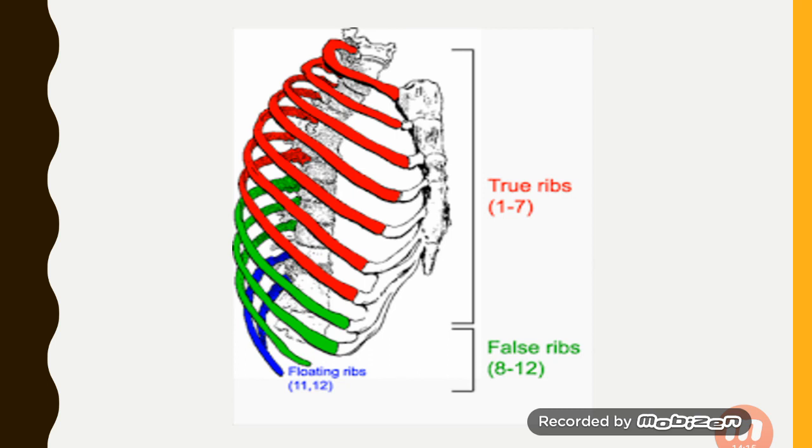11th and 12th pairs of the ribs are known as the floating ribs because they do not attach to the sternum and they are floating at the base of the rib cage. This was all about the axial skeleton. In the next lecture we will begin with the appendicular skeleton.